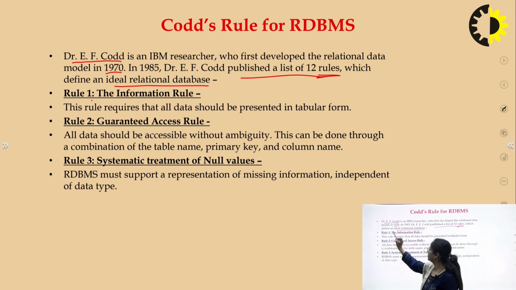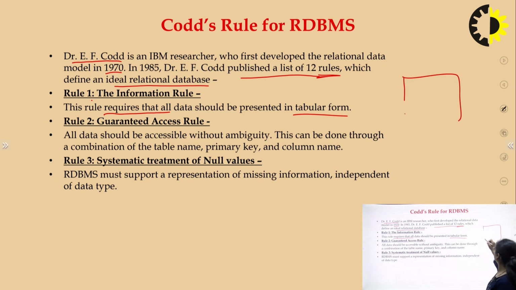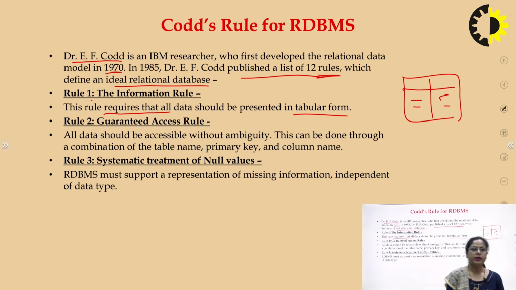Rule 1, the information rule. This rule requires that all the data should be presented in tabular form. The first rule, the information rule, tells that all data should be presented in tabular format. Like this, we make a table, and all the data should be in tabular format.